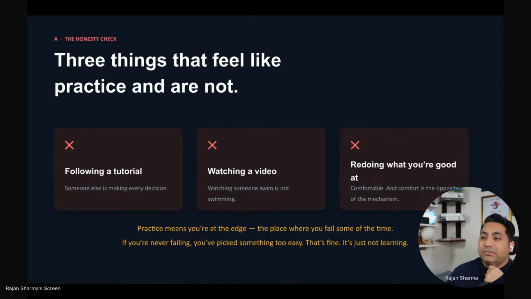And if three sessions are not enough, we're going to split that.